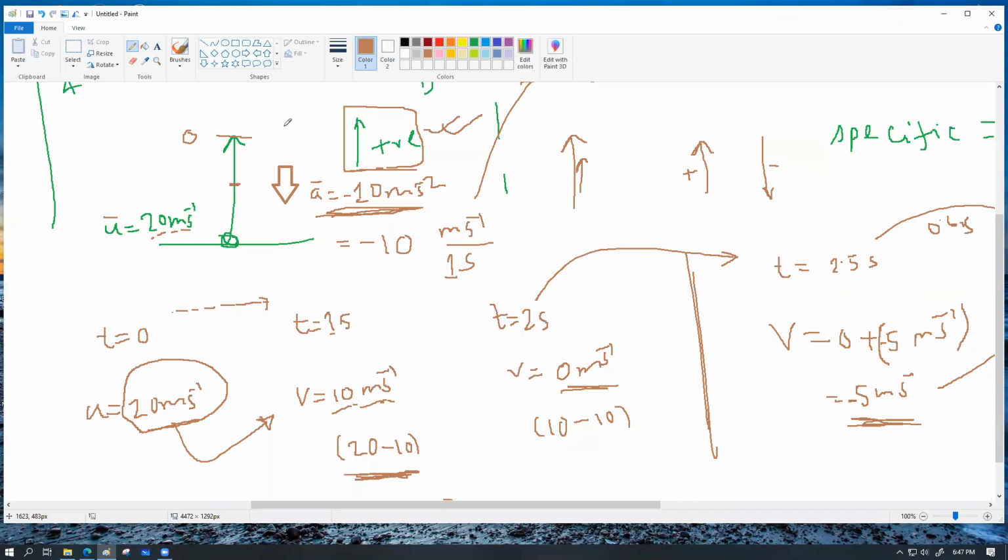So symmetry should tell us, if the object drops back to the earth, how much time should it take? Another 2 seconds? Yes.